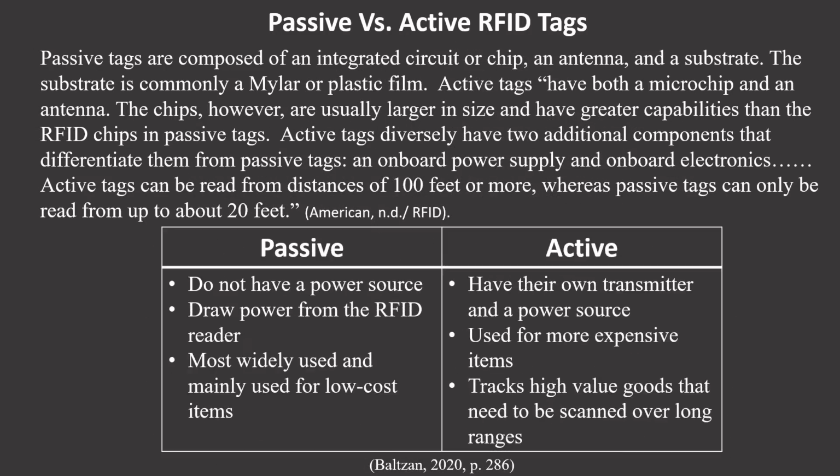What are the differences between passive and active RFID tags? As you can see below in this chart, passive tags do not have a power source. They draw power from the RFID reader, and they are most widely used and mainly used for low-cost items. Active tags have their own transmitter and a power source. They are used for more expensive items, and they track high-value goods that need to be scanned over long ranges.